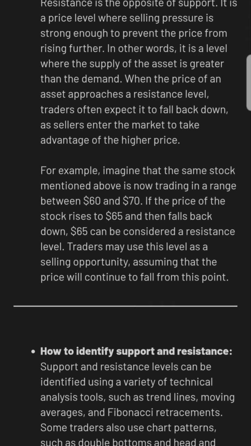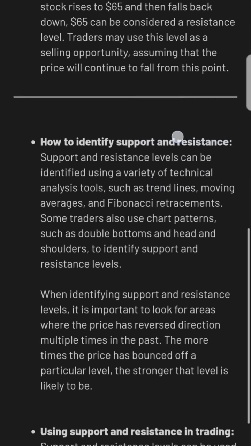For example, imagine that the same stock mentioned above is now trading in a range between $60 and $70. If the price of the stock rises to $65 and then falls back down, $65 can be considered a resistance level. Traders may use this level as a selling opportunity, assuming that the price will continue to fall from this point. How to identify support and resistance?